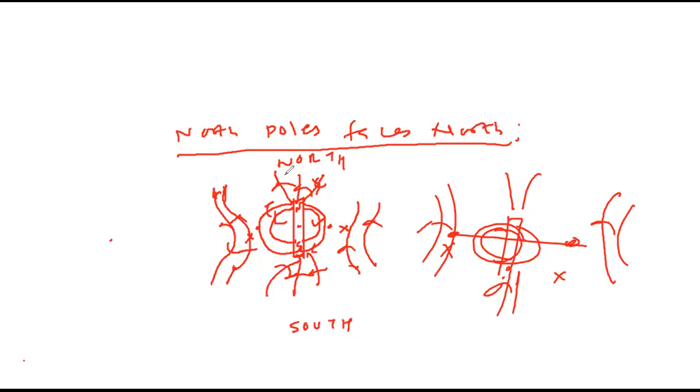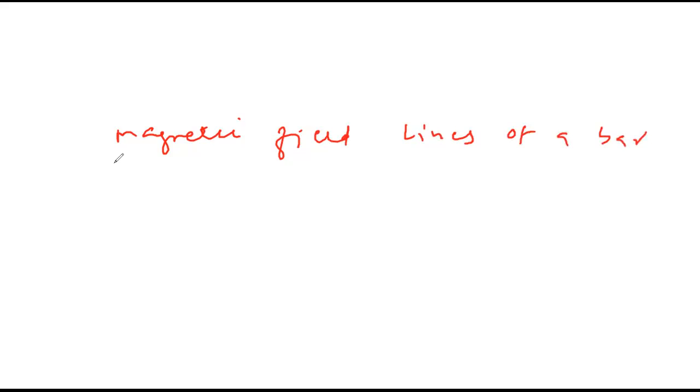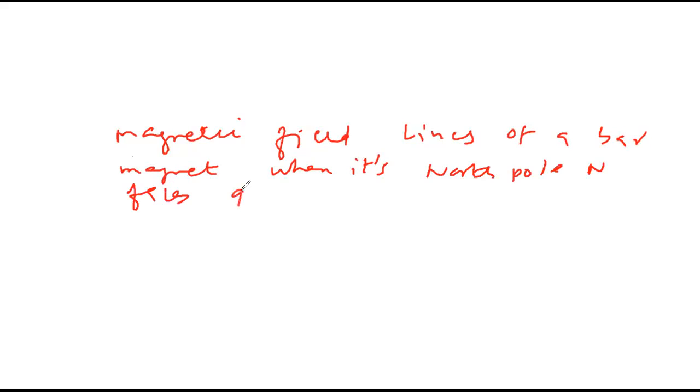Can I rub this diagram and do another one? North is facing south wala. Yes, sir. Next diagram is for magnetic field lines of permanent magnet when its north pole is facing south. North pole N faces geographic south. Geographic south.